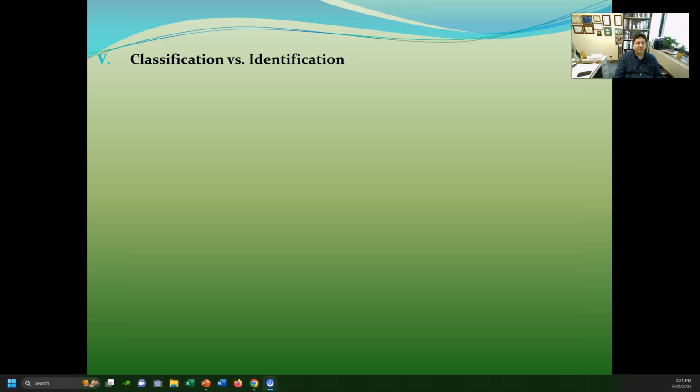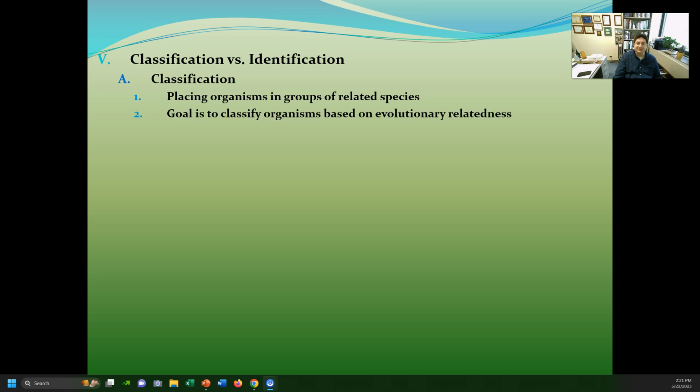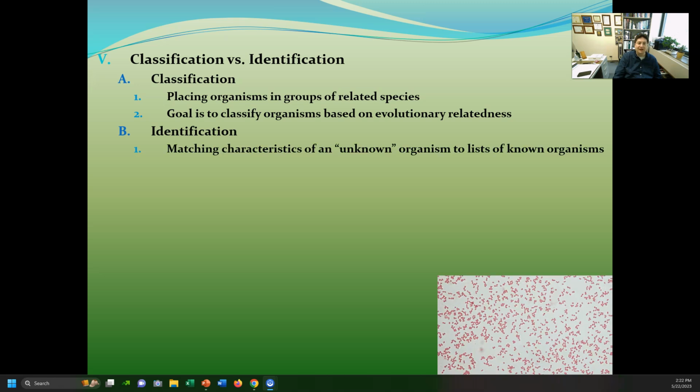Okay, now the next main topic here is classification versus identification. Classification, as we said, is placing organisms in groups of related species, groups that make sense, that we can study. The ultimate goal, I mentioned earlier, is to categorize and classify organisms based on how closely they're related to each other from an evolutionary perspective. So we want to classify based on evolutionary relationship. Identification is matching characteristics of an unknown to a list of known.